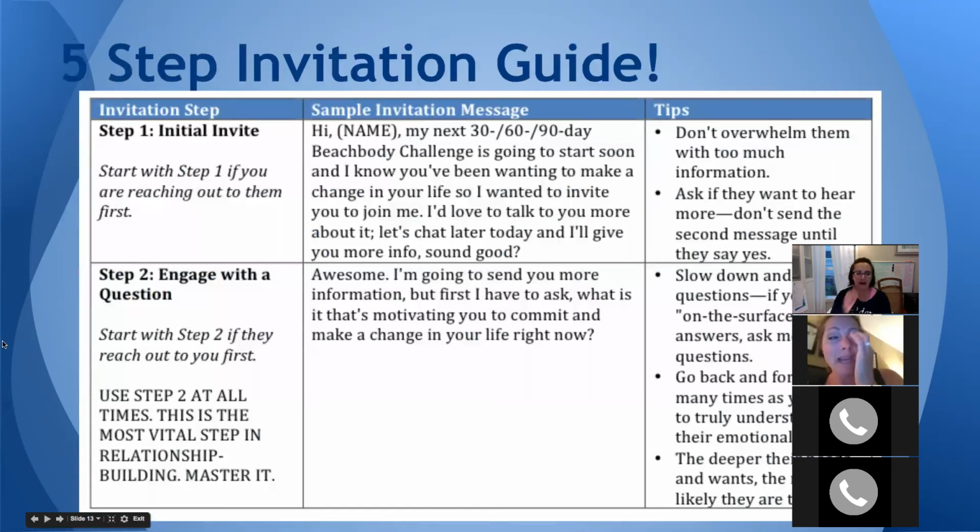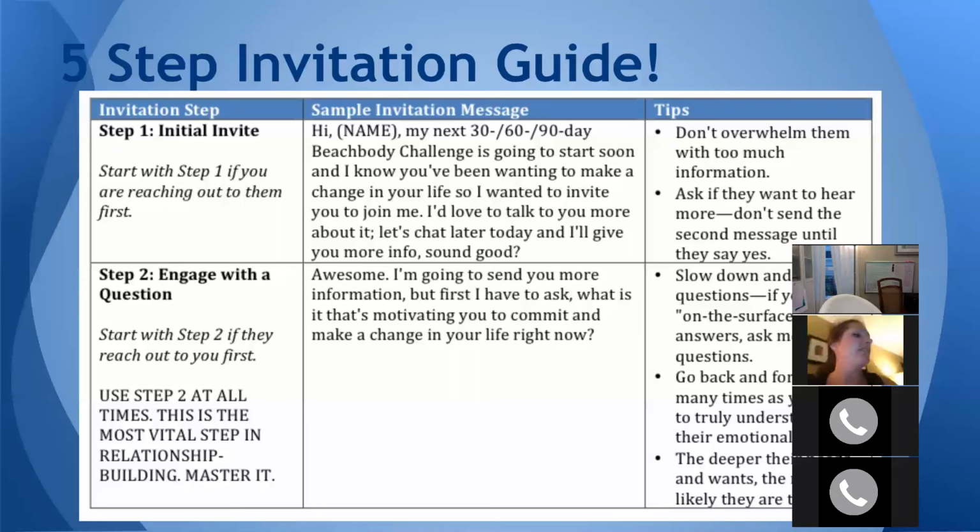Okay, so in our back office, we have this tool called the 5-Step Invitation Guide, and it works. They have actually studied this, they created this, and then they put it into use and studied it, and it's very successful. If you follow this invitation guide, you will have a better success rate. You only start with step 1 if you're the person reaching out first.